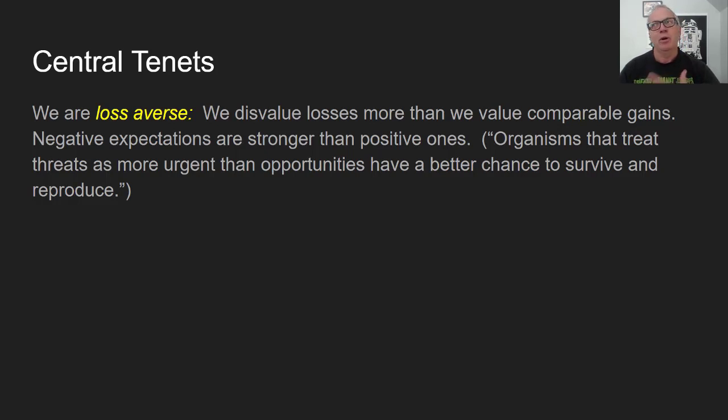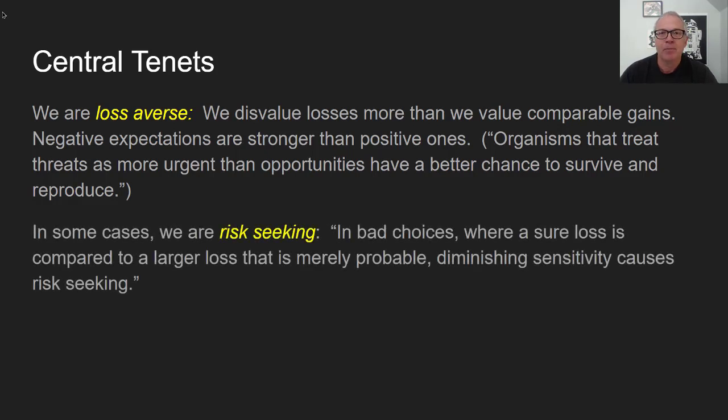And it comes up with regard to the question about whether we're being rational when we make those kinds of biased choices. Furthermore, in some cases, we're risk-seeking. That is, in bad choices where you're facing a sure loss, and you compare that to a larger loss that's merely probable. Diminishing sensitivity, he says, causes risk-seeking, because you're looking at that possibility of not losing something. Maybe there's this gamble that there'll be a long shot, and maybe you won't lose anything at all.